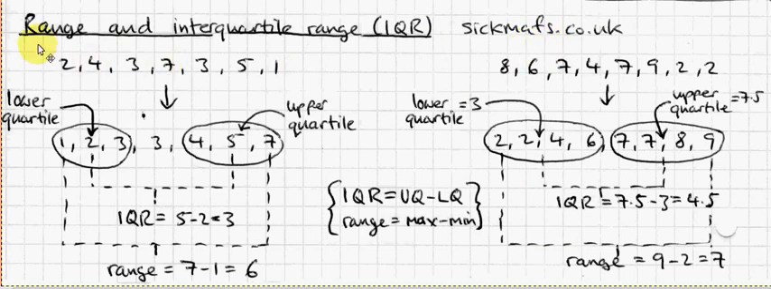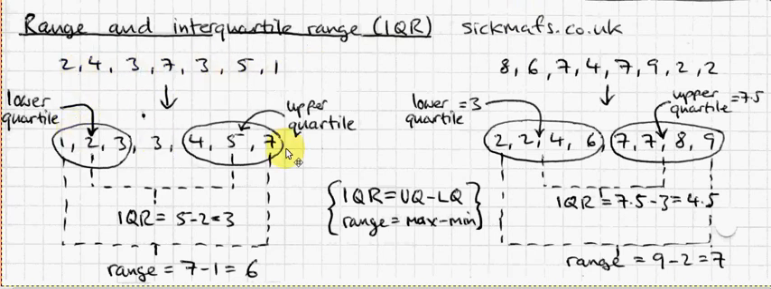Anyway, so this video is about finding the range and interquartile range, the IQR, for any set of numbers. Here's one set of numbers, here's another set of numbers. I'm going to show you two examples. Those two examples demonstrate slightly different things each time. But anyway, here's your set of numbers, unordered.